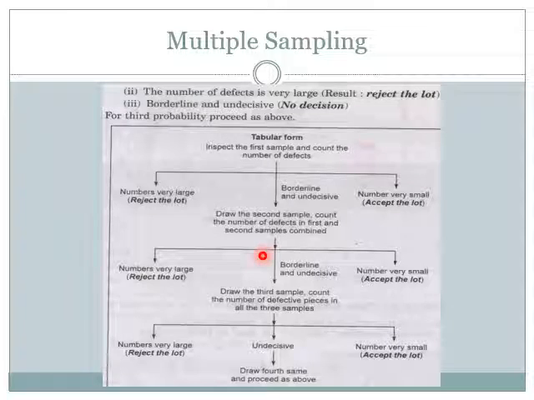If it is borderline and indecisive, we again draw the third sample. And we count the number of defective pieces in all three samples. Again, the same thing happens. In case the number is very small, we accept the lot. If the number is very large, we reject the lot. If it is indecisive, then we draw a fourth. And in a similar way, we proceed as above. So this process is continued till the time the sample is either accepted or rejected.